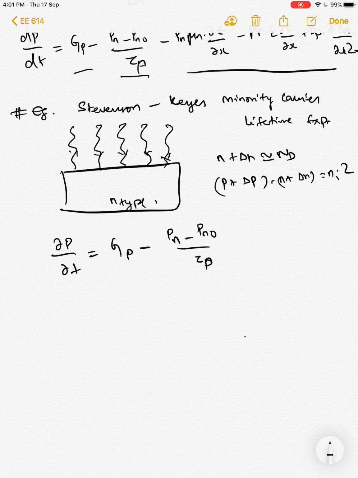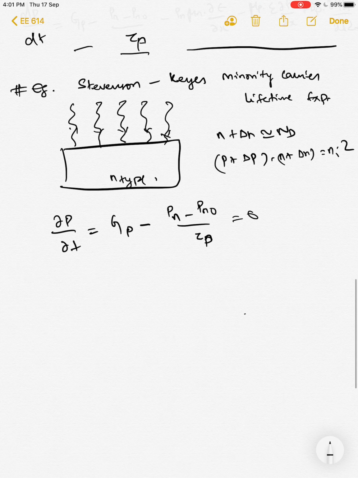Let us assume that we have been illuminating this for a long time and a steady state has been reached. At steady state, ∂p/∂t tends to be zero, right? So therefore, p_n is p_n0 plus tau_p G_p. So what it means is, the number of holes at any time is the number of holes that was originally there before the illumination started, plus tau_p, the recombination time, times G_p, the generation, right? It is the combination tau_p G_p that will tell us how much more carriers we have with respect to the original hole carrier density, right?